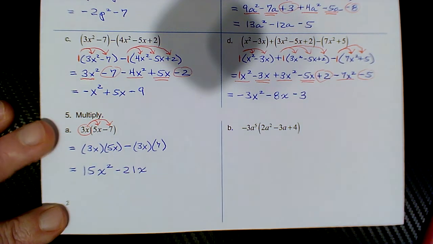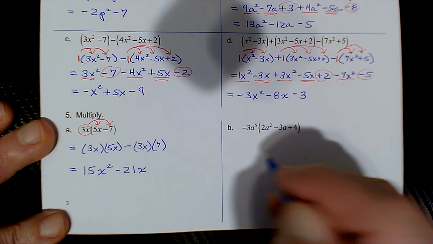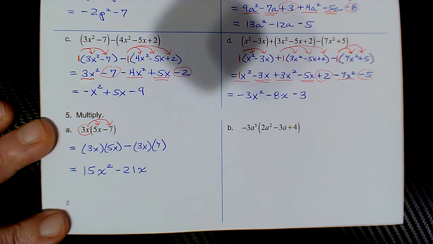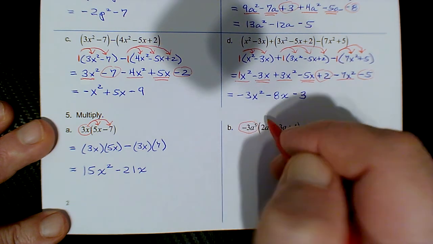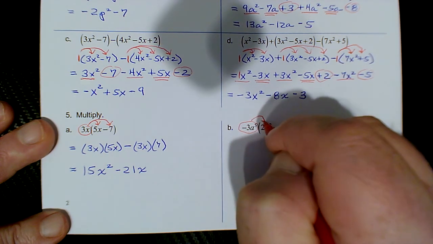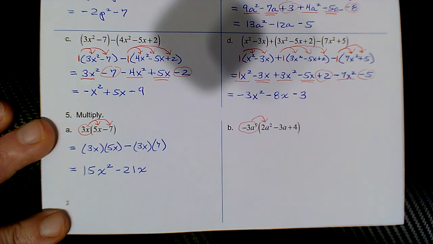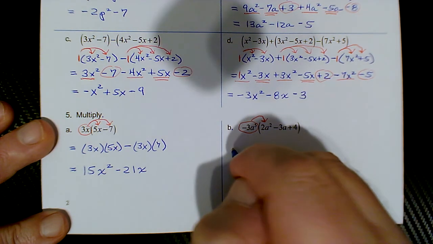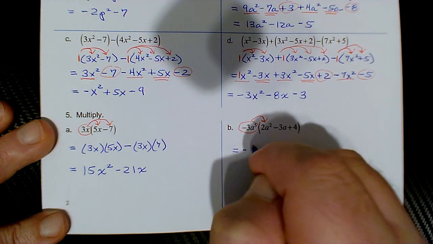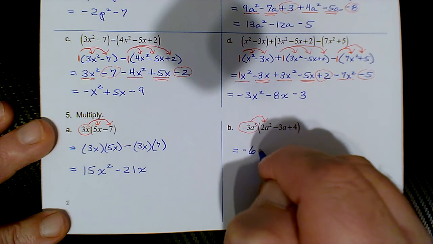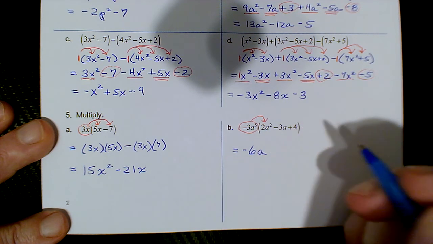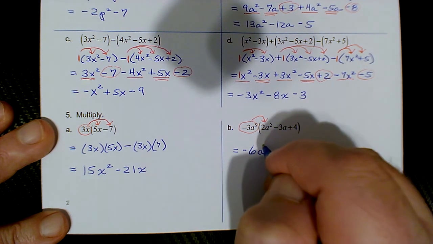And actually I think I'm going to skip it here. I'm just going to show the distribution of this negative 3a to the 5th. When I multiply it by 2a squared, negative 3 times negative 2 is negative 6. And we are multiplying common bases, so we keep the base of a, and we add the exponents. 5 plus 2 is 7.